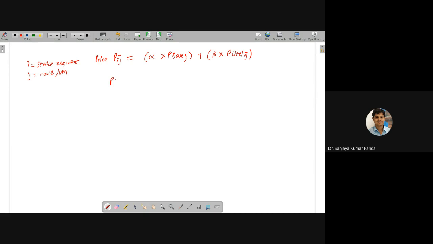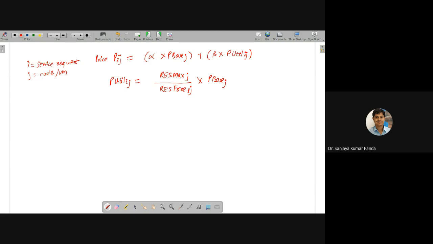So further, P utilization of ij can be calculated as resource maximum j divided by resource free ij multiplied by P base j. So what is res max j? It is nothing but the maximum units of the resource at a particular node j. What is resource free ij? It is nothing but the remaining free units of the resource at node j. If there is a deadline for it, you can also consider it.